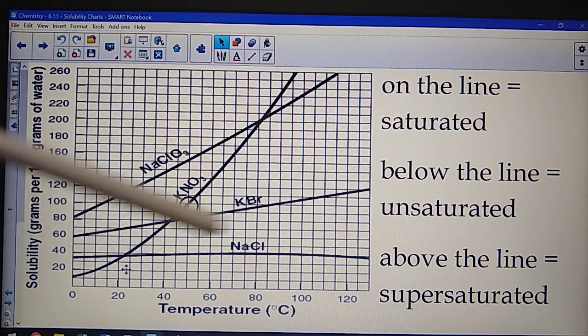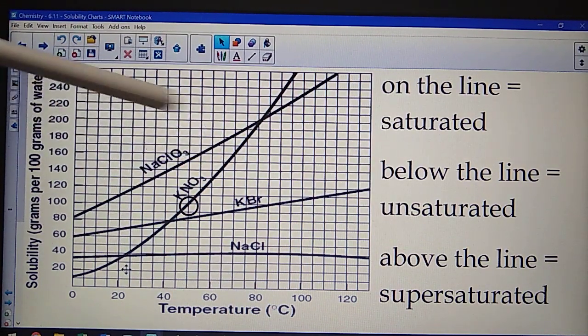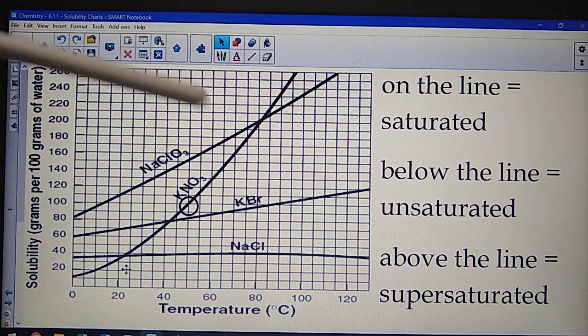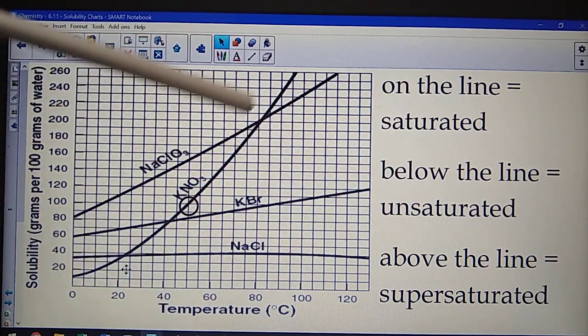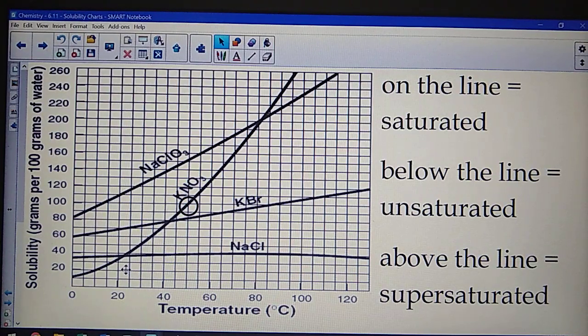If I plotted a point and it ended up being anywhere below the line for potassium nitrate, and be careful, you're looking at the right solute, so anywhere below this line right here, so this entire area, would be unsaturated. If somehow I was able to make it above the line, in this area up here, if I plotted a point, that would mean it is supersaturated. So on the line is saturated, below the line is unsaturated, and above the line is supersaturated.